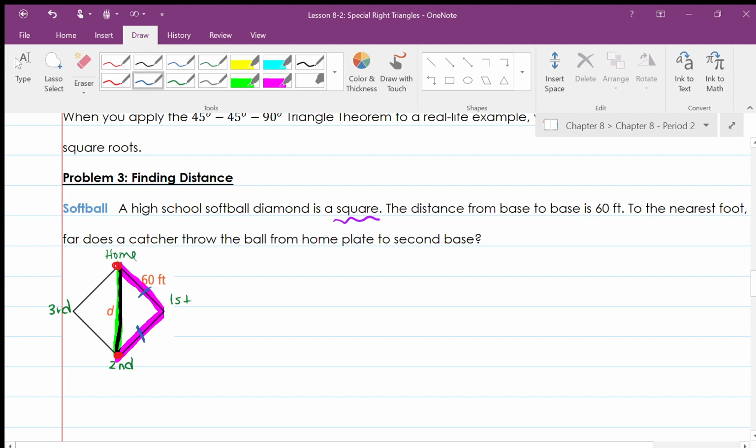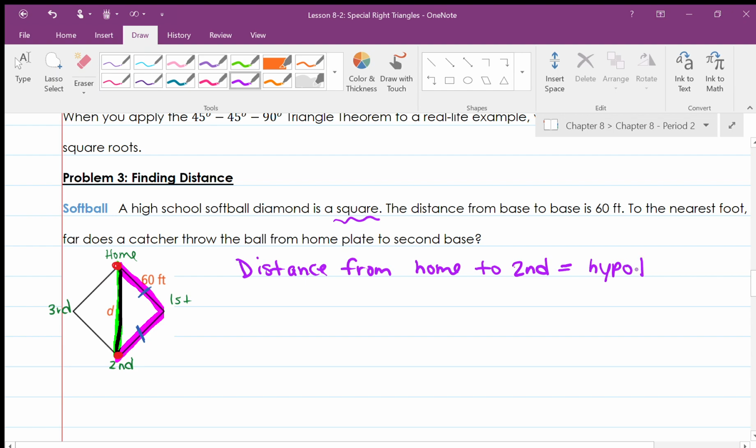Being that this is a square, this side is equal to this side, and this is an isosceles right triangle, making this a 45, 45, 90 triangle. So you know that the distance from home to second is your hypotenuse, the hypotenuse of this 45, 45, 90 triangle.